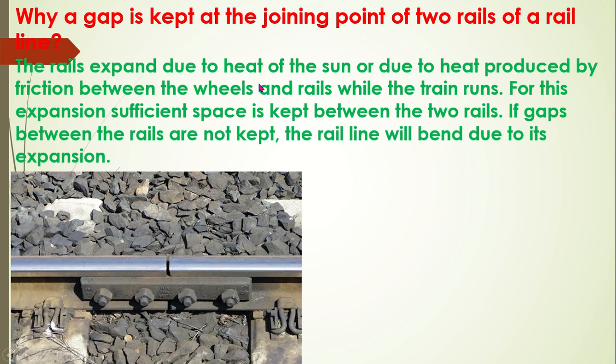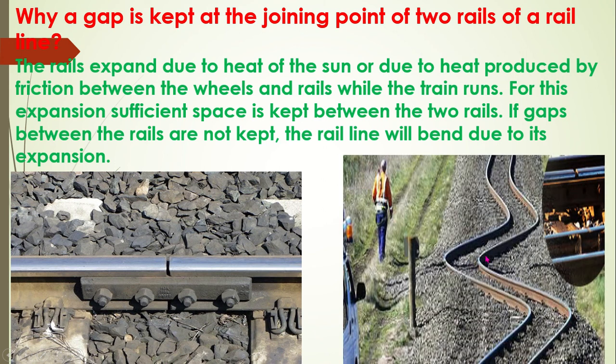The rails expand due to the heat of the sun or due to the heat produced by the friction between the wheels and rails while the train runs. For this expansion, sufficient space is kept between the 2 rails. If gaps between the rails are not kept, the rail line will bend due to its expansion. Look at this figure. Here the rail line is bent because there was no gap kept between the 2 rails.